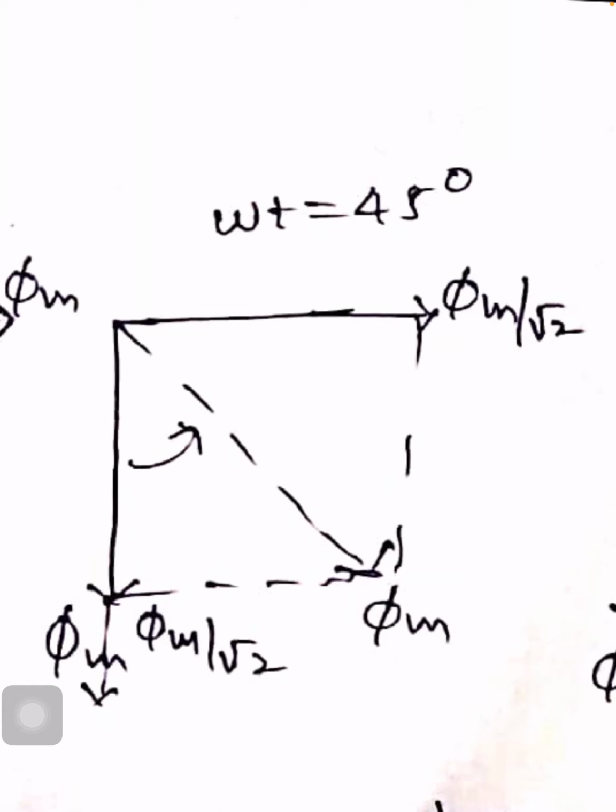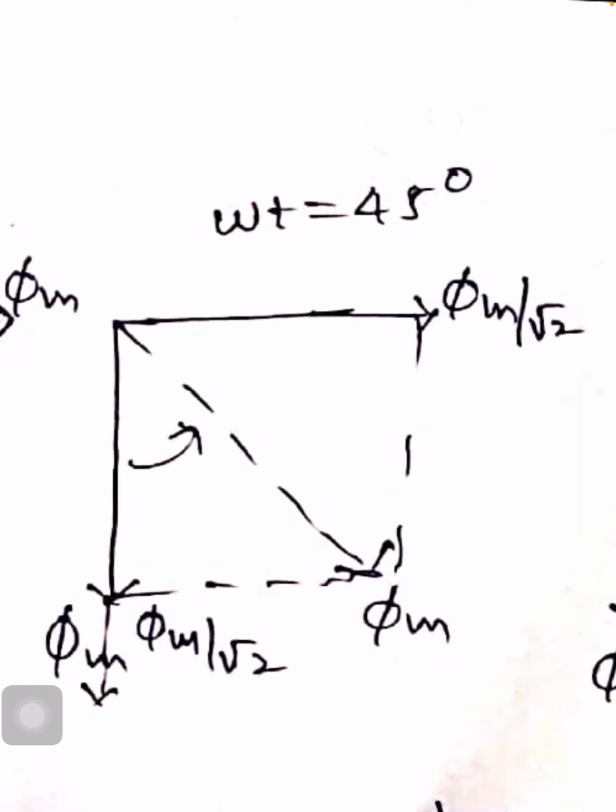At an angle of ωt equal to 45 degrees, both magnetic fields, φA and φB, are present, and these two magnetic fields give one resultant magnetic field, called φm. The vector sum of these two magnetic fields lies exactly at the center, because the two magnetic fields are displaced by 90 degrees to each other, so the vector sum gives exactly the middle dotted line, which is the resultant flux.